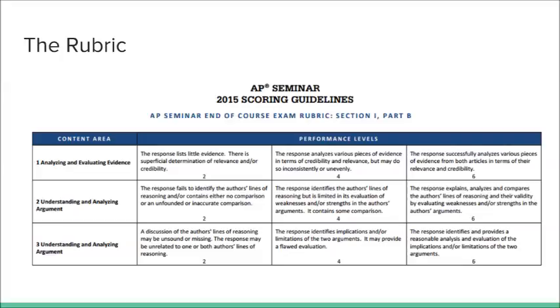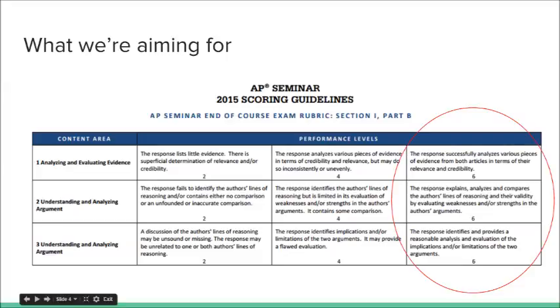So, to get a 6, first of all, you need to look at the evidence the author uses and determine if it's credible or not. Find lots of evidence. You must also analyze and compare the author's line of reasoning and how valid they are by finding weaknesses and/or strength in the author's argument. Lastly, you must provide a reasonable analysis of the implications and limitations of the 2 arguments.